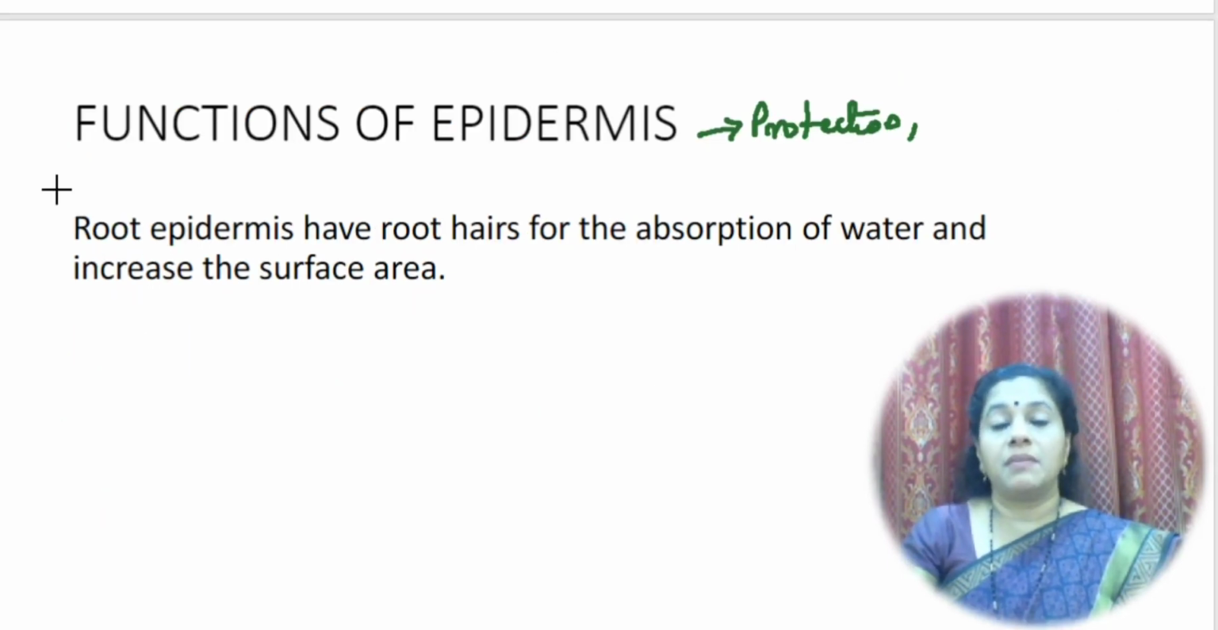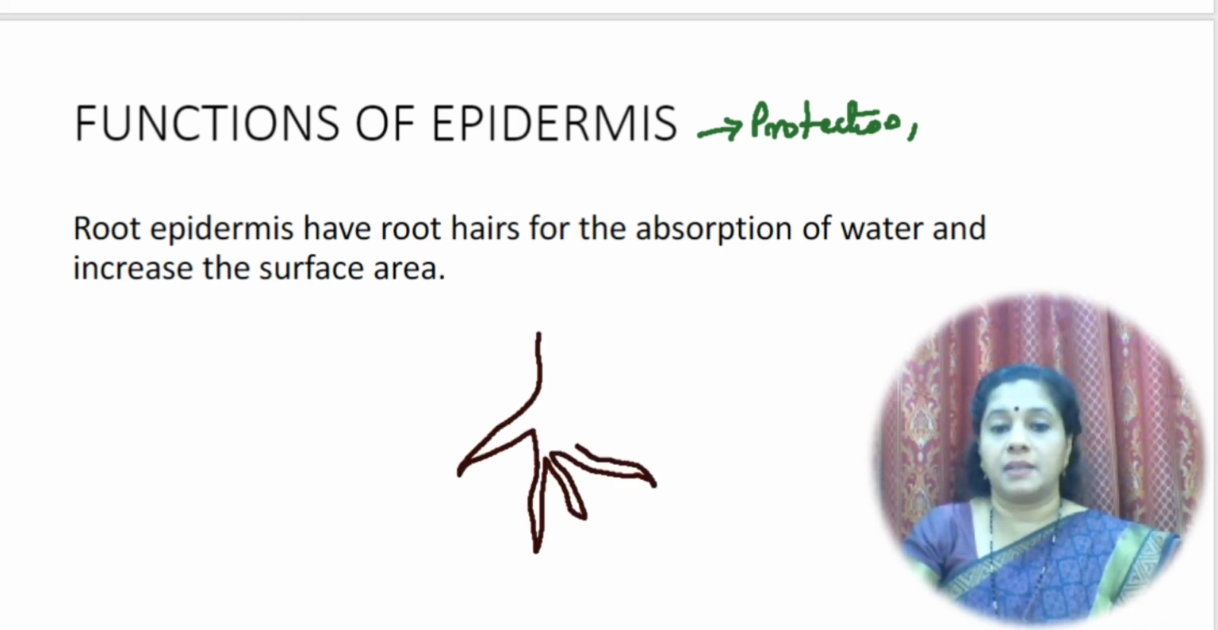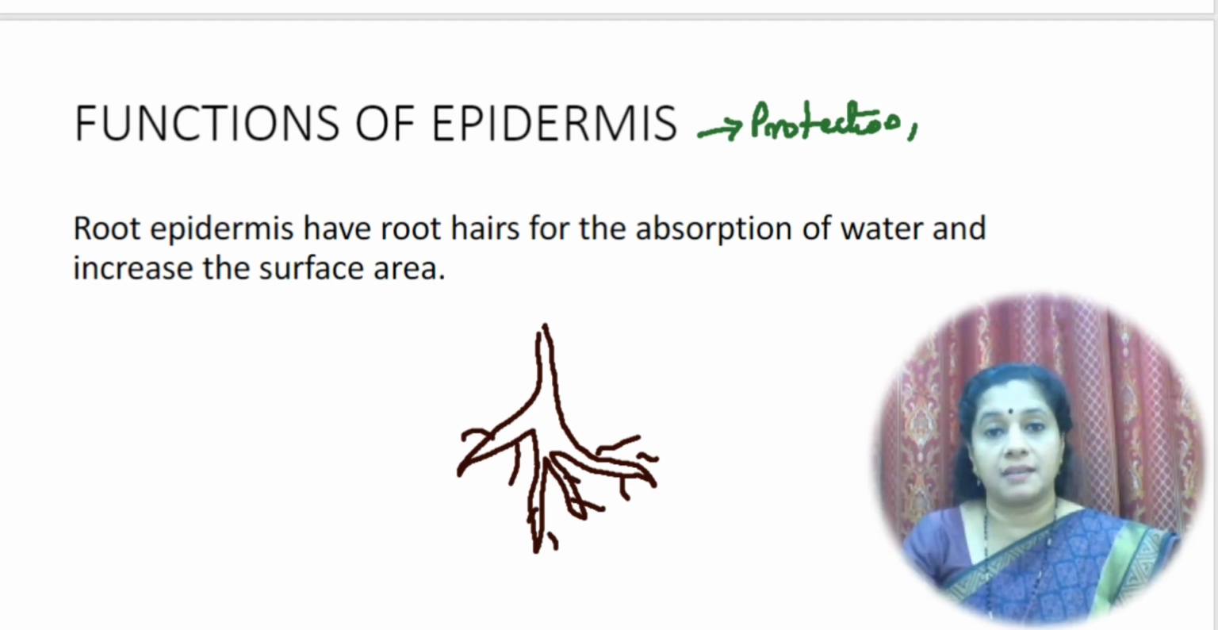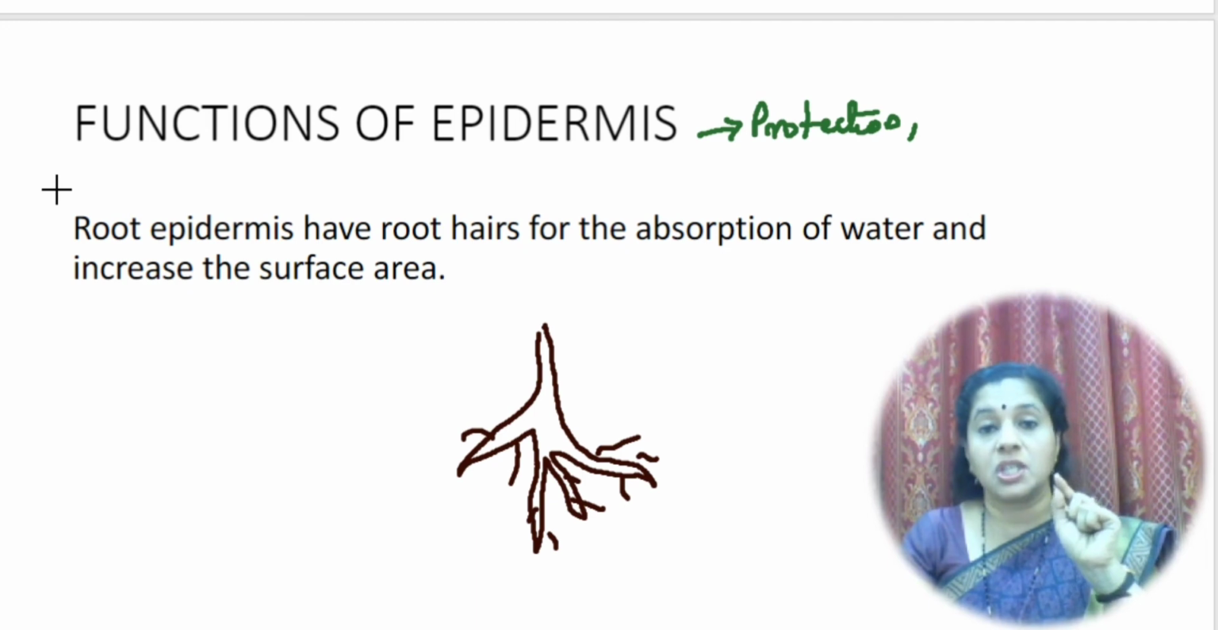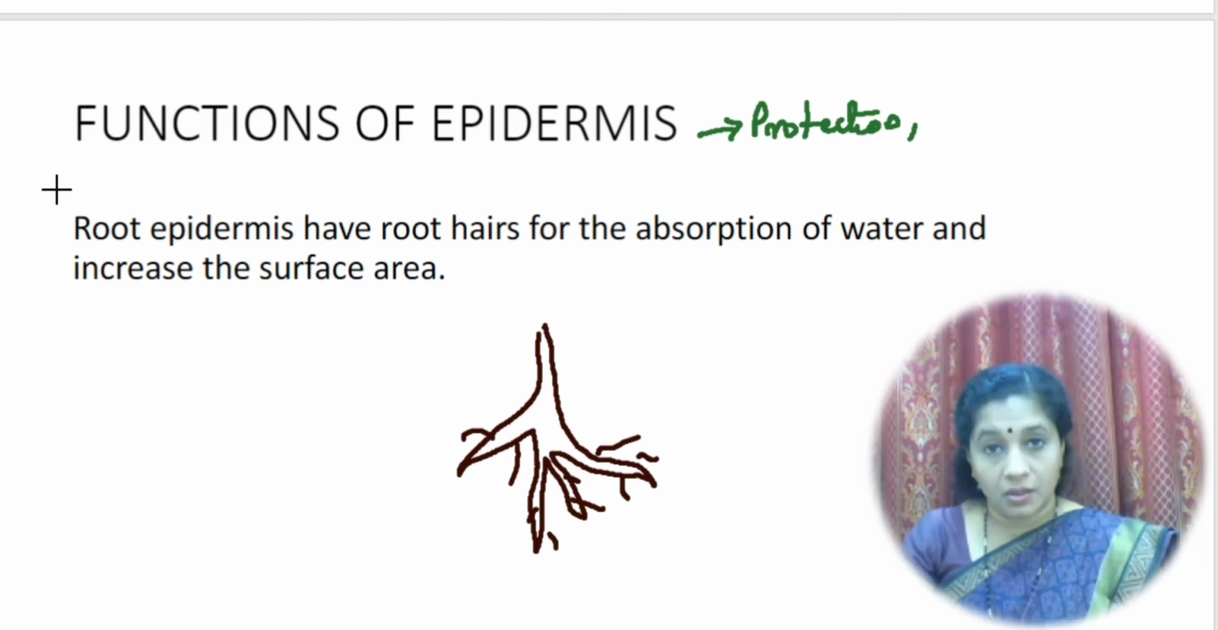Another structure that you will find as a modification on the epidermis is root hair. Suppose this is a root of a higher plant. From that you will see fine hair-like extensions. Sometimes on the carrots you can see fine hairs. So carrot is a root modification. So those extensions of the hair-like structures are the root hair.